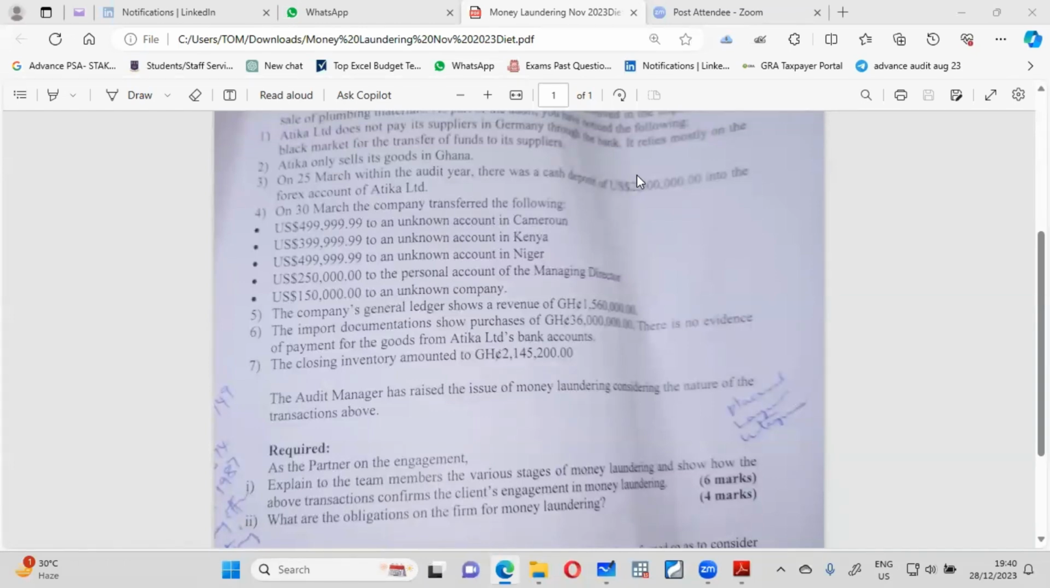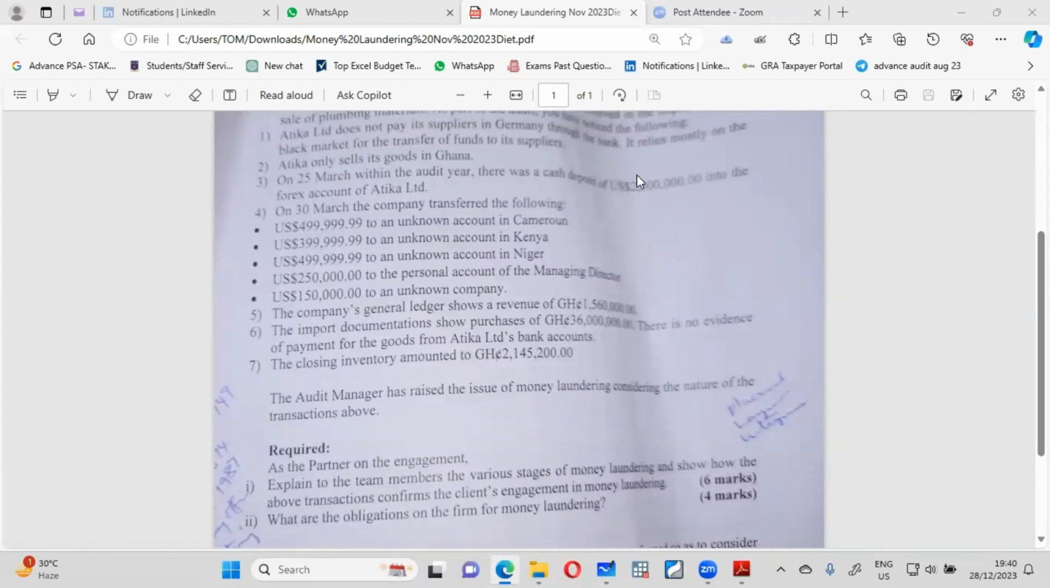Let me ask you guys a question. Why do you think the examiner added the date of 25th March into the question? And the second one, the fourth point, 30th March. Why do you think? And stated emphatically that it is the audit year. Why do you think it's important?